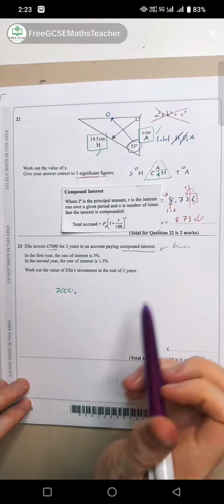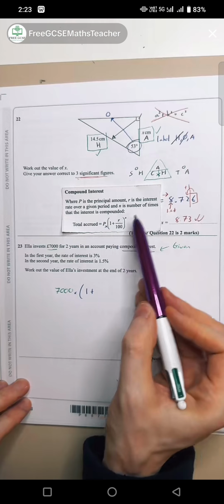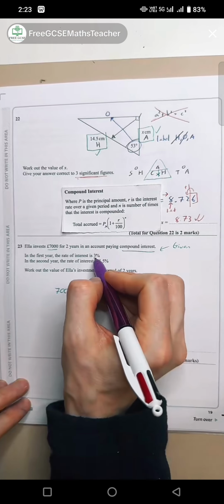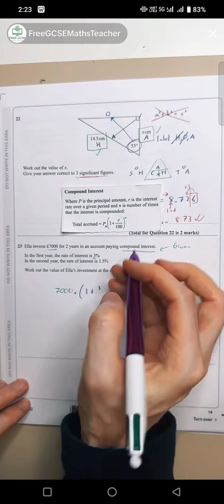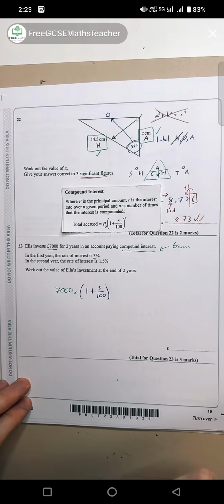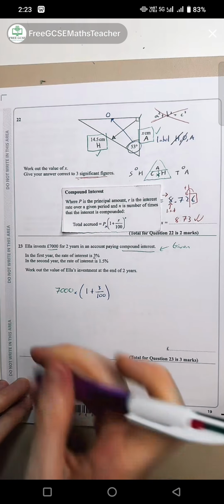So if you're using the formula, you can just copy it. The 1 is always there. 1 is the original, plus R, the interest rate. So the first year, the interest rate is 3, so it's going to be 3 over 100. And n represents the number of years. Well, this is the first year, so therefore n is 1.